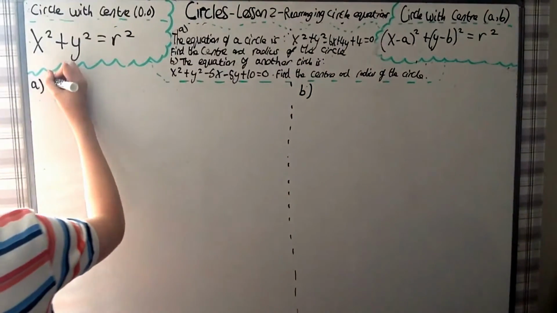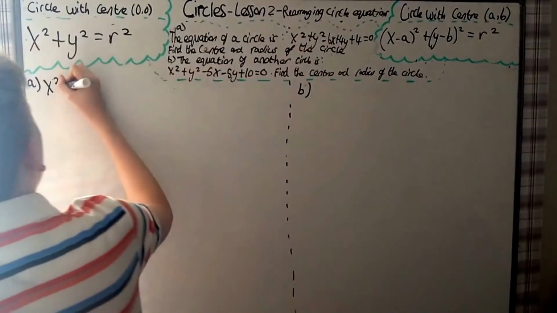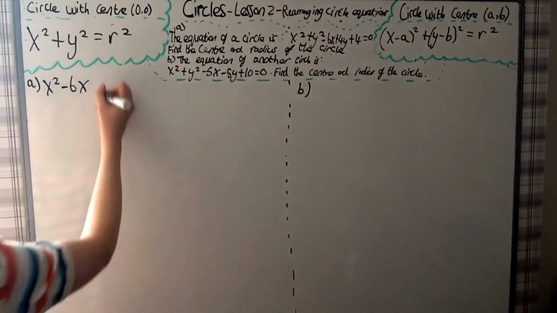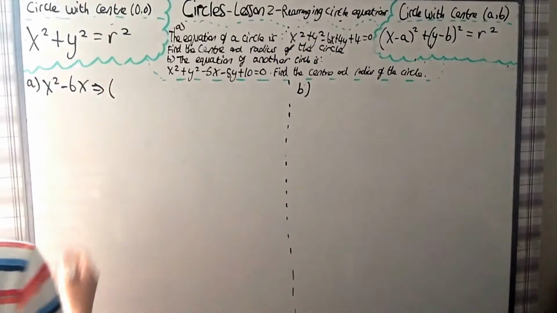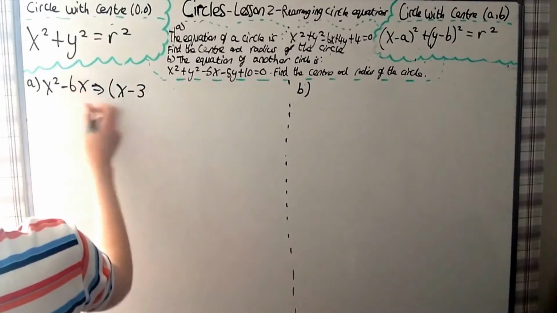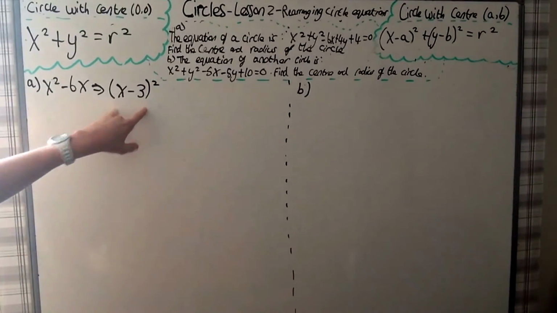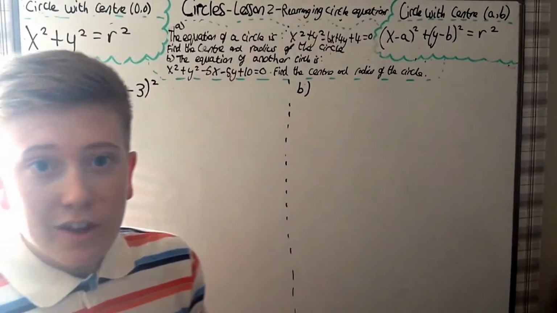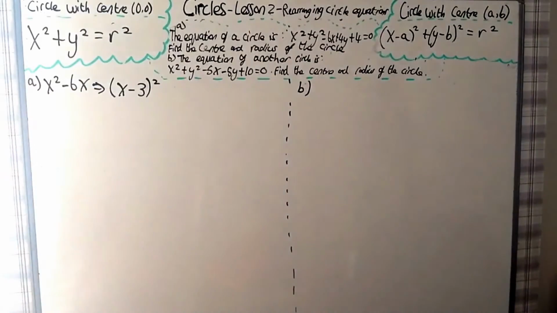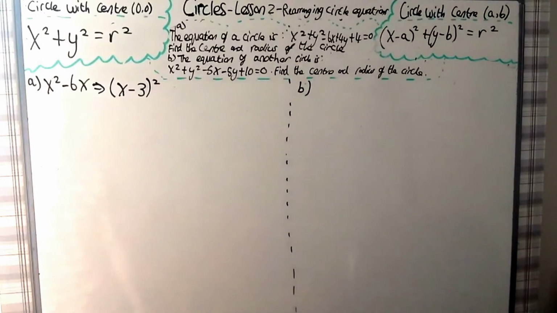Considering the x values, what we have is x squared minus 6x, just considering the x's. If we were to complete the square with this, we just do x minus, then we halve the coefficient of x, which becomes 3, and then square it. If you're not familiar with this, I suggest you go back to my previous lessons on quadratics, where we look at the method of completing the square. So we halve the coefficient of x and write it inside the brackets, and then we square it.